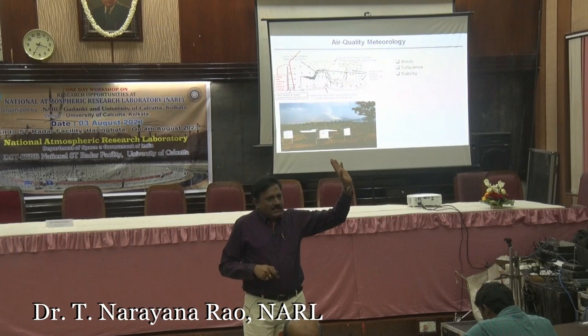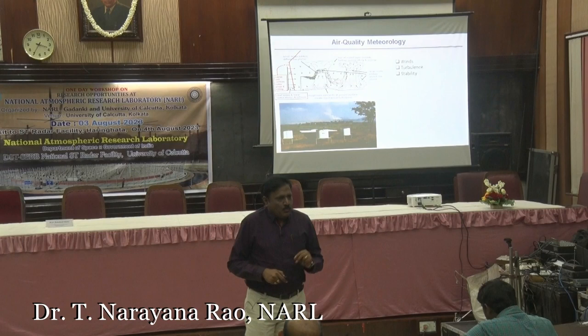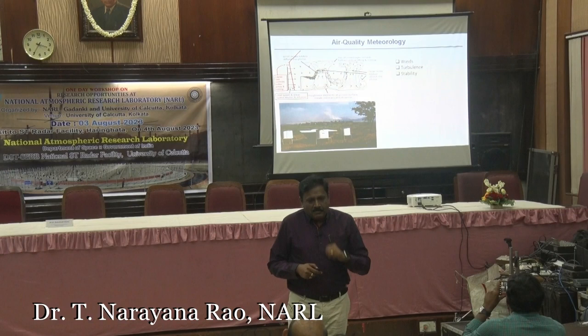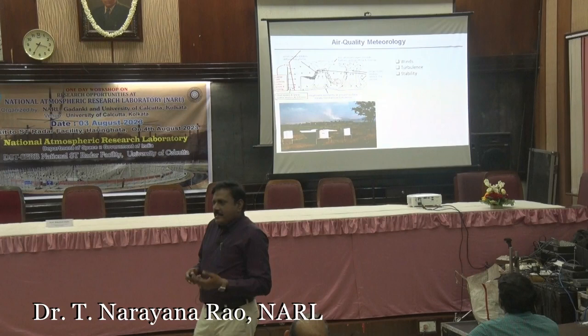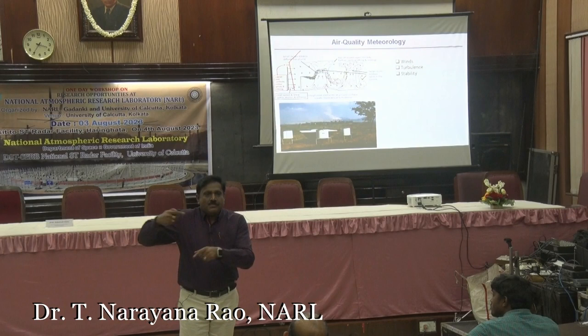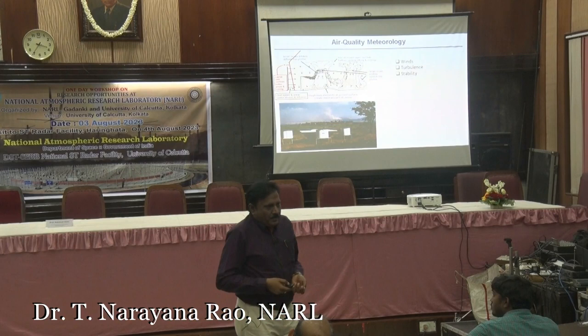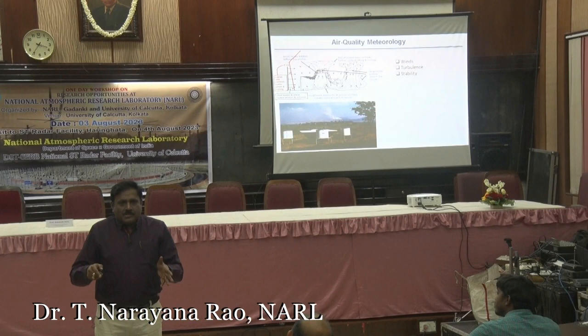So they want to know two parameters: the wind speed and wind direction, and the other is the turbulence information. Wind speed and wind direction tell them in which direction whatever dangerous gas they are emitting is going. And turbulence gives an indication of how quickly it is mixing with the background wind. If it mixes with the background wind, then there is not a problem. That is why these are the two pieces of information, and the wind profiler provides both: wind speed, wind direction, and also turbulence information.